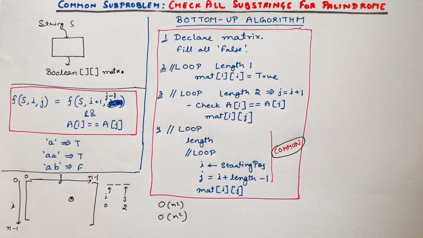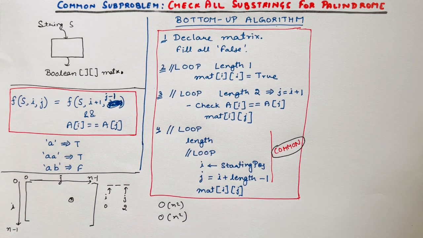Now, how will we fill the matrix for other lengths? We will loop, and in every iteration, we will fix a length. Length of 3, 4, and so on. And in every iteration, we will fill the values for all substrings whose length is this.